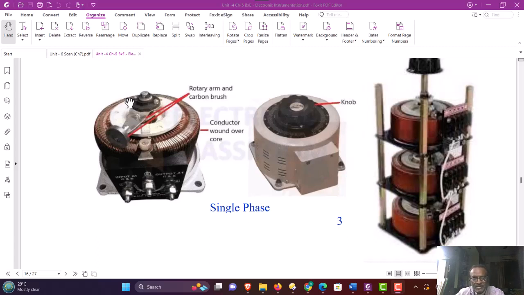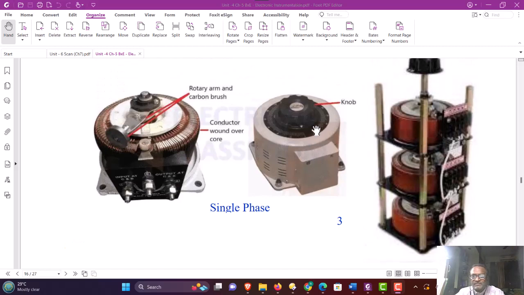the winding. Depending on the position of the carbon brush, the number of turns with respect to the reference fixed terminal can be changed. For that purpose, the mechanical knob arrangement is shown. Also, there is a calibrated dial shown here, which is marked in terms of the voltage. So, when we change the knob position by a few degrees, the output voltage between the variable terminal and the fixed reference terminal is proportionately changed.